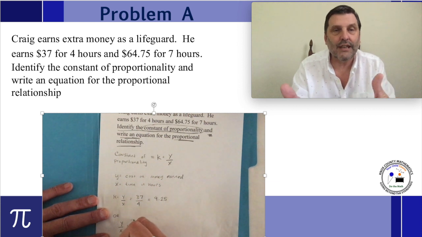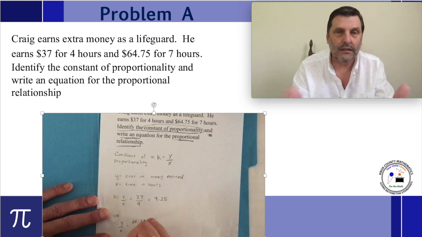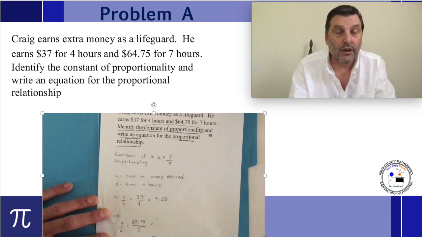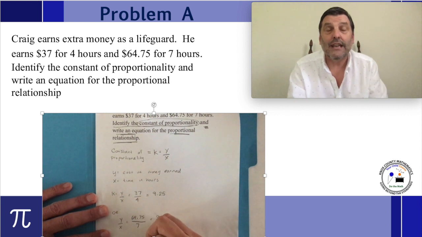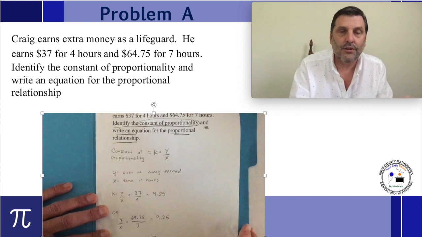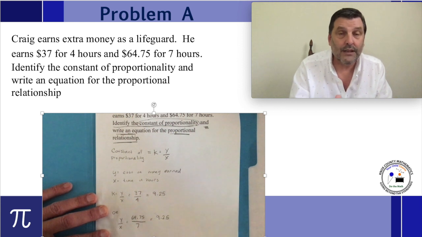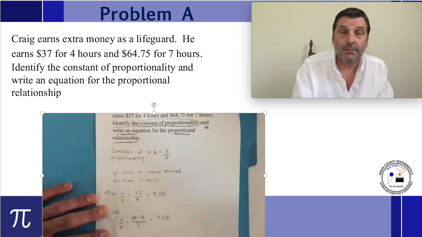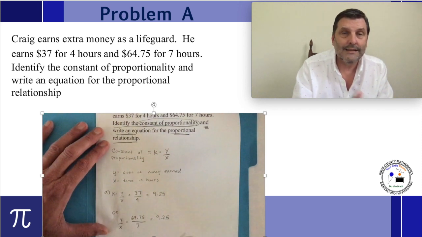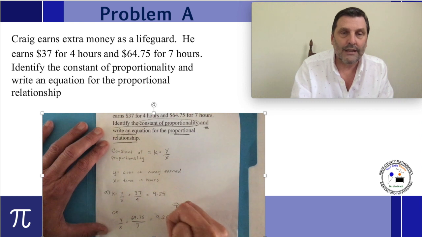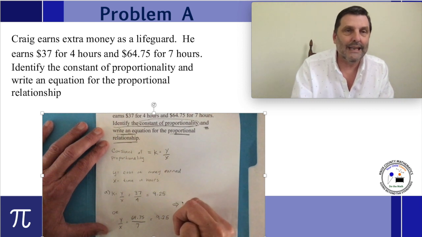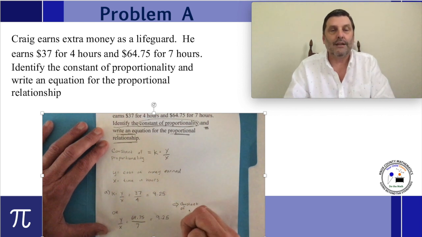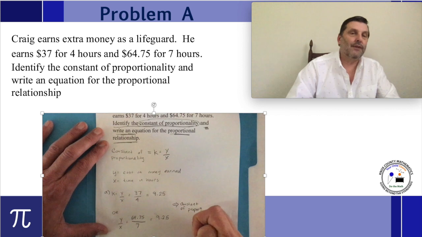Let's see if it stayed the same with our next value that he earned. He earned $64.75 in 7 hours. So if I look at that ratio, let's see if it stayed constant. If I divide 64 and 75 hundredths by 7, I sure enough get 9 and 25 hundredths, or $9.25. So that relationship between our variables stayed constant, and that's actually called our unit rate. He is earning $9.25 each hour. And that is our constant of proportionality. That is K, 9 and 25 hundredths.